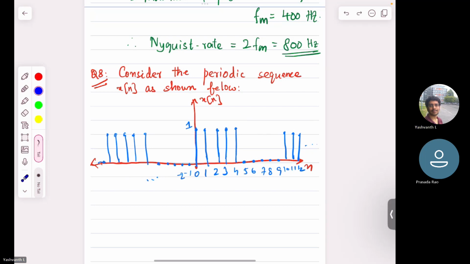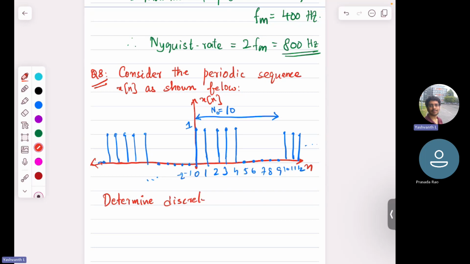What is the period of the signal? Sir, it's 10. Correct, 10. It is n naught equal to 10. This is the period. Now the question is simple: determine the discrete Fourier coefficients Ck and sketch the magnitude spectrum.